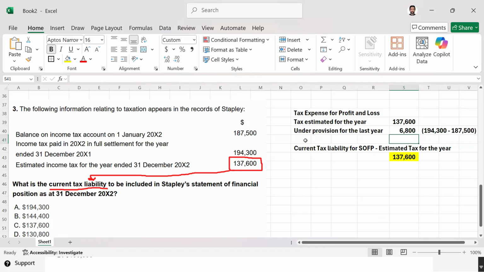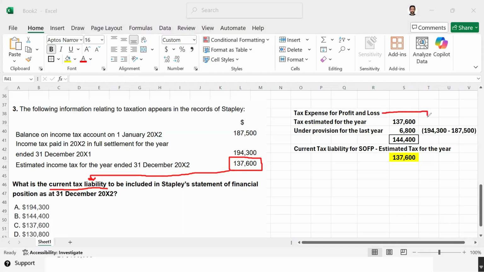So overall, the tax expense would be the sum of these two figures, 144,400. Okay, so this is what goes to the profit and loss. This is the tax expense that we had. So you could make sense why they have provided us with this information. However, they want us to only show the figure for the current liability, which is 137,600, which I have recorded in yellow. That is the main answer. Okay, so it's better to know how to use the other figures available. I hope this makes sense.